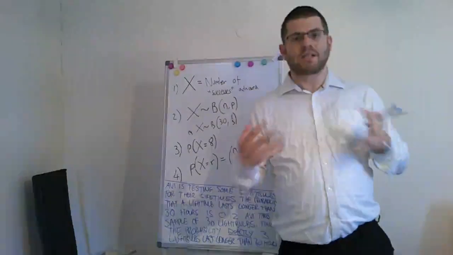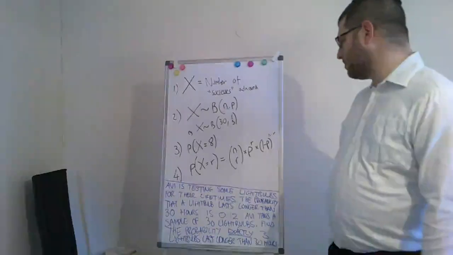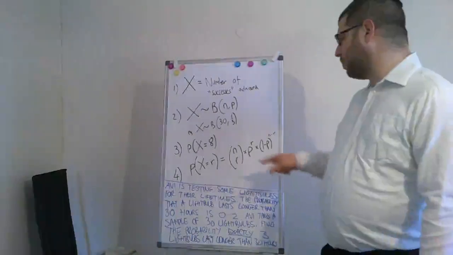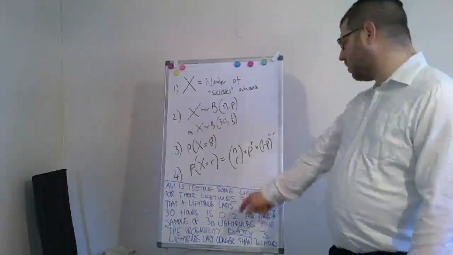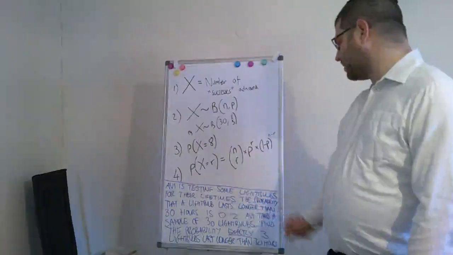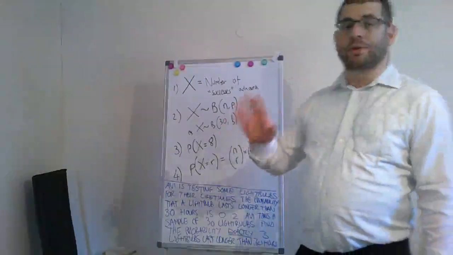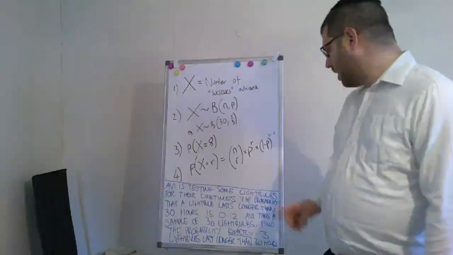So this is a classic example you'd meet in an exam. Avi is testing some light bulbs for their lifetimes. The probability that a light bulb lasts longer than 30 hours is 0.12. Avi takes a sample of 30 light bulbs. Find the probability exactly 3 of those light bulbs last longer than 30 hours.